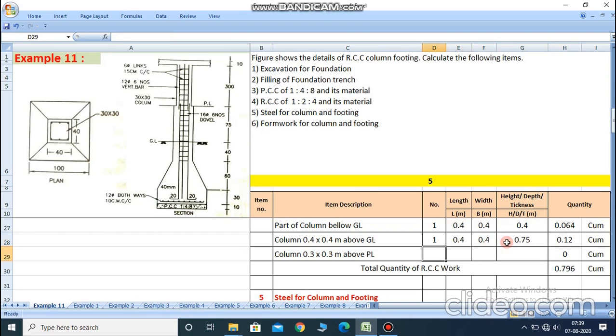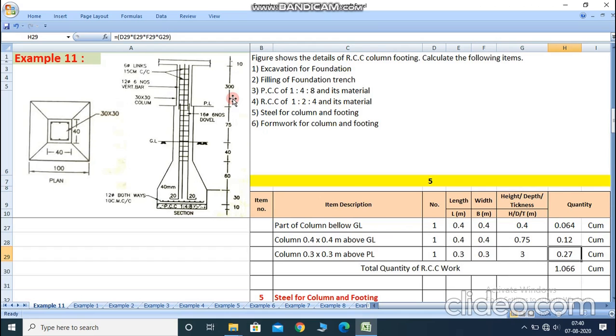Then the column above plinth level up to this point, clear? So height is given as 300 centimeter, means 3 meter. Only a single column is there. Above plinth level, the dimension of the column is 30 centimeter by 30 centimeter, already given in the plan. So here 0.3 by 0.3, and height is 300. See this figure, height 300 is given, so we write 3 meter.